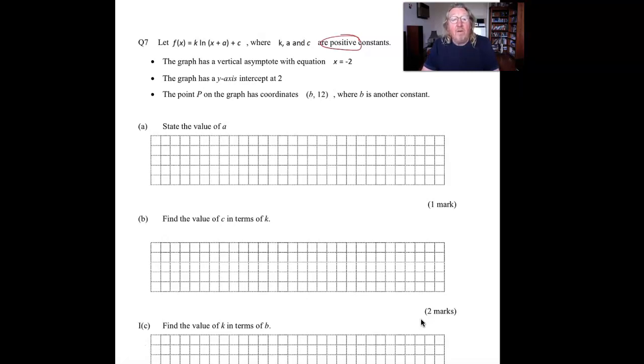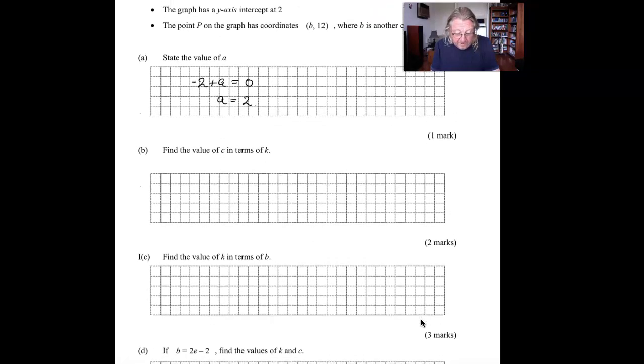All right, state the value of a. So we're looking at this bit here, x + a. Now we know that the vertical asymptote will occur where x + a is equal to 0, because we can't have the log of 0. And x has a value of -2, so that means that we must have -2 + a = 0, so that gives us a = 2.